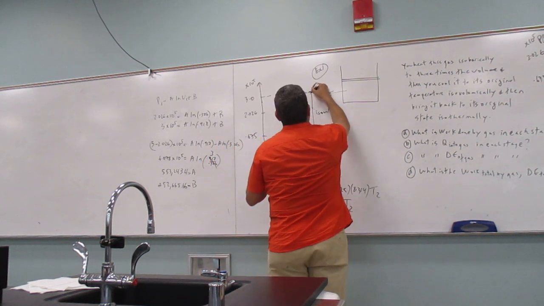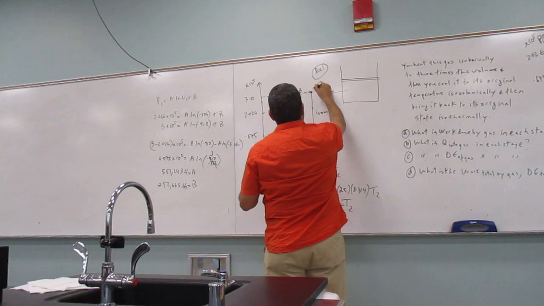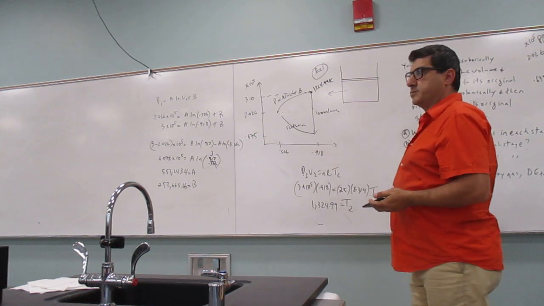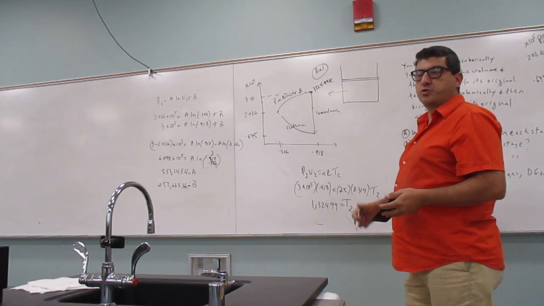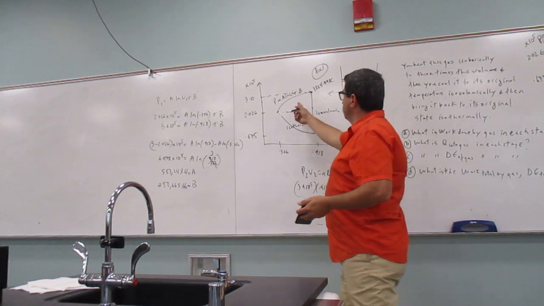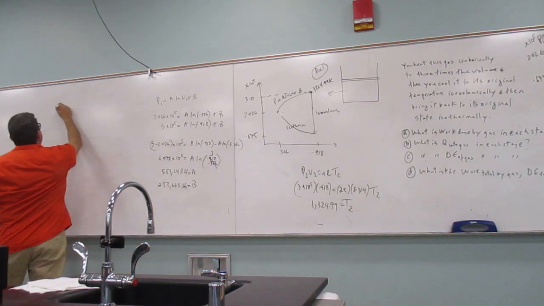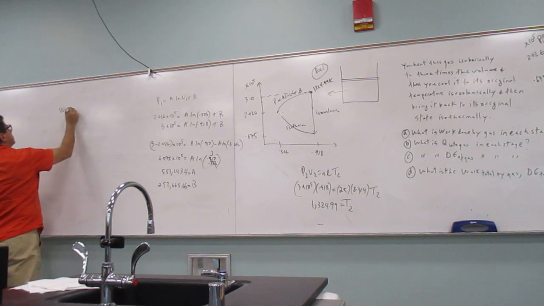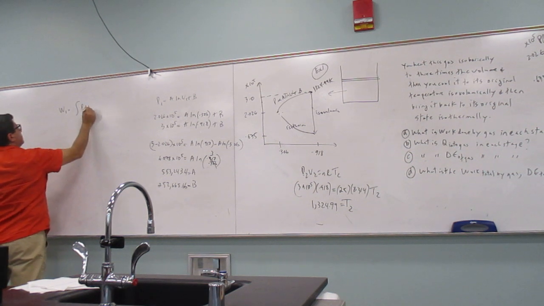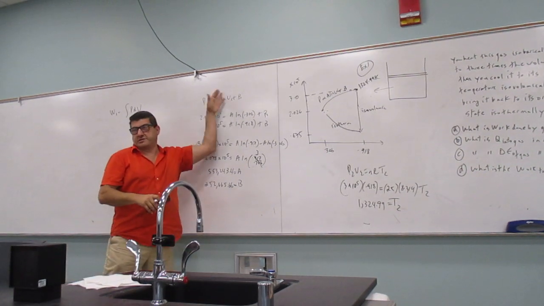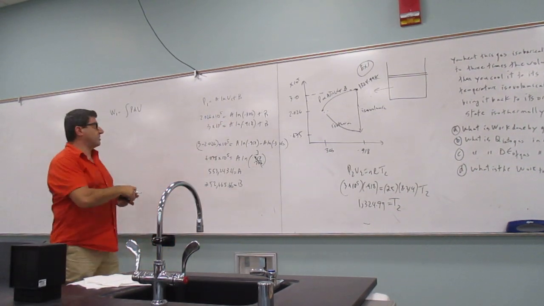So now, put that in this corner, 1,324.99 Kelvin. Right? So then I can do the work in stage 1. What's the work by the gas in stage 1? Integral PdV. But then what's the P function? This general weird function, right?